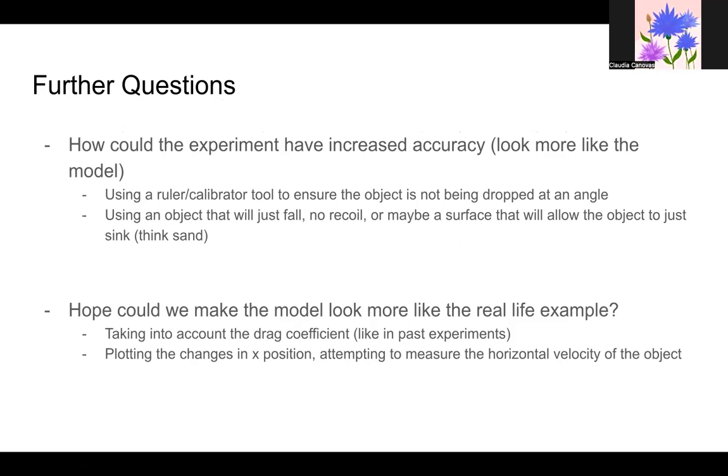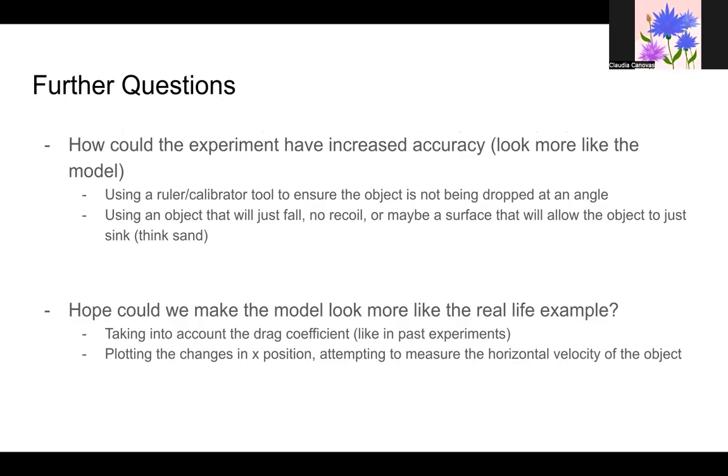So here are some further questions that we decided to explore. How could the experiment have had increased accuracy, so that it looks more like the model? Using a ruler or calibrator tool to ensure the object's not being dropped at an angle, like I mentioned earlier. And maybe we could try to avoid recoil. In this case, with a marker, due to the law of reciprocity, Newton's third law, there was recoil. But maybe a surface like sand or something that would allow the object to just sink without the recoil could have given us a more accurate looking graph.